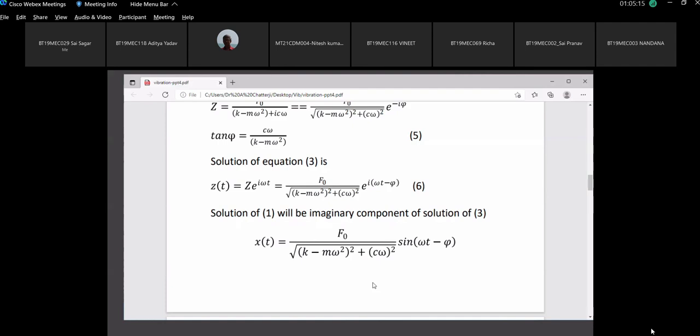Arre, no one is answering. Damping is a friend. We need damping in forced vibration. If damping is absent, and resonance occurs, I have to be more careful about resonance.